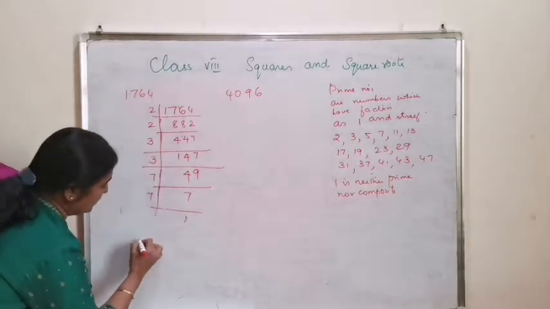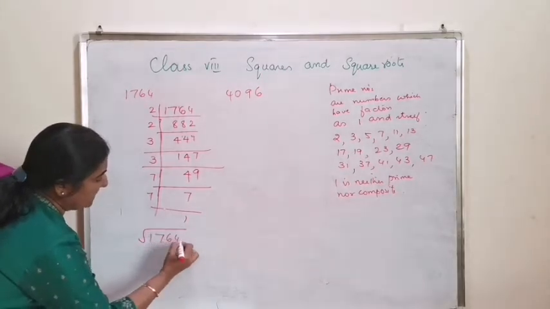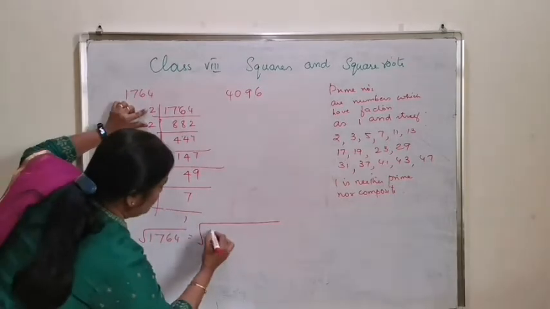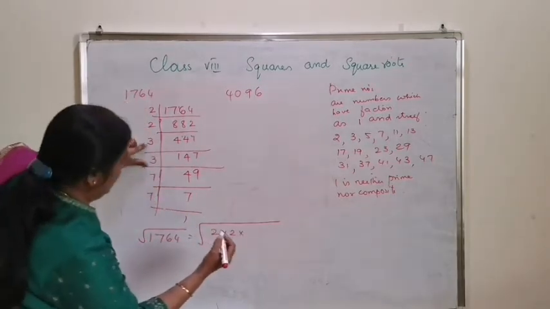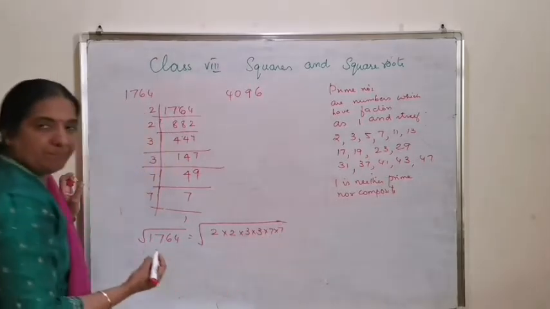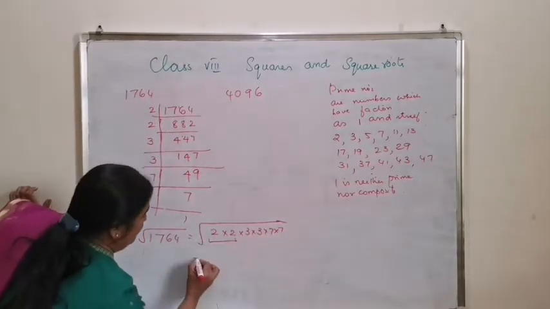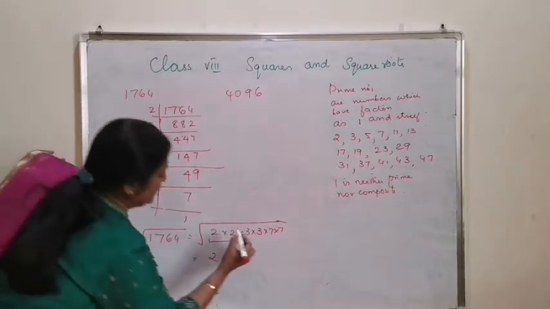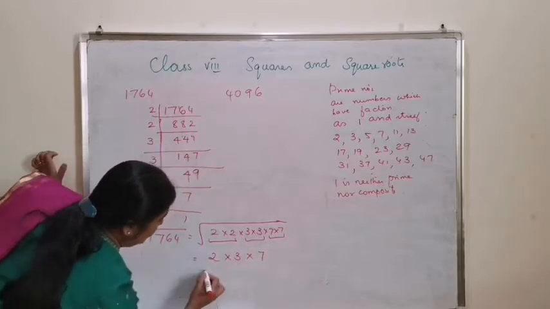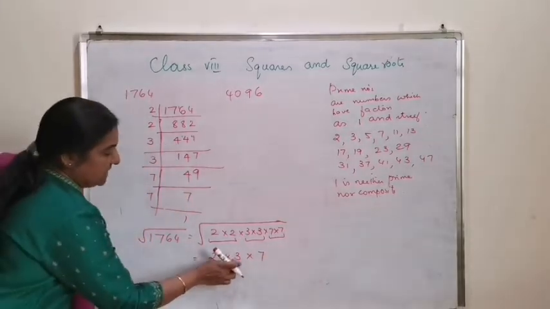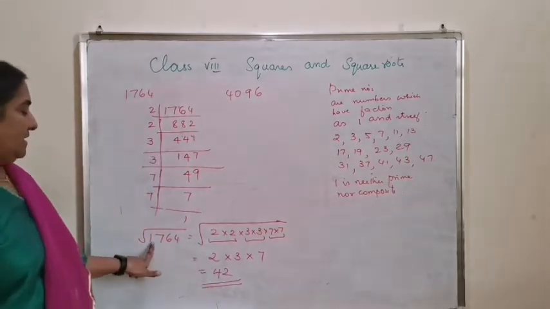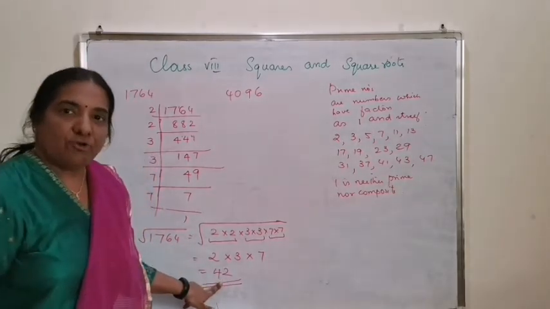How to present the answer: square root of 1764 is the same as square root of 2 into 2 into 3 into 3 into 7 into 7. What of the factor is coming up as the square root? 1 factor from each pair will come out. 2 3s are 6, 6 7s are 42. Thus the square root of 1764 is 42.